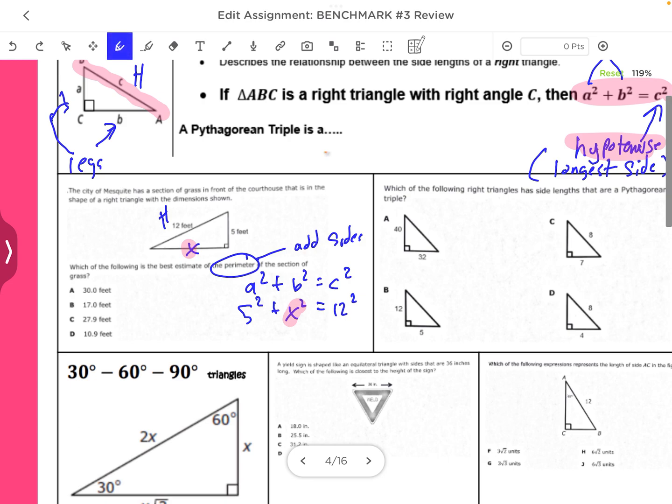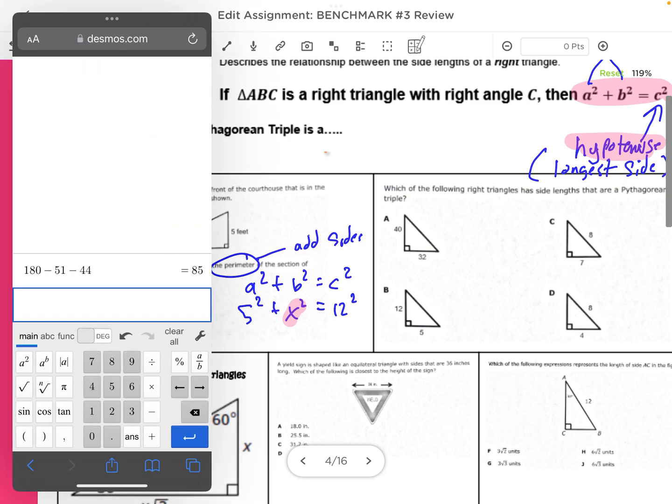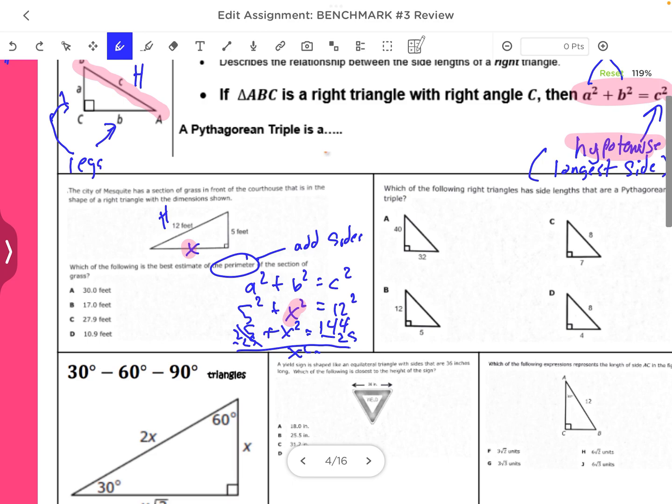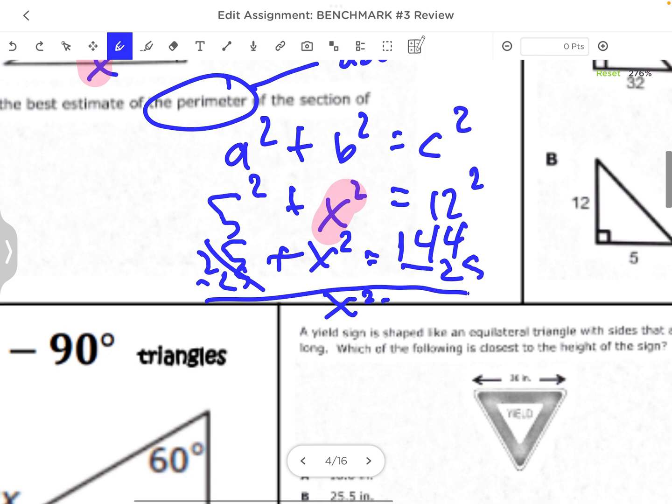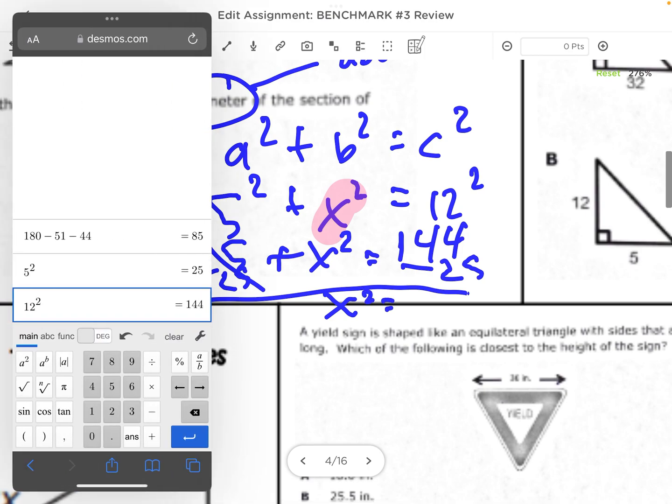All right, so now let's do the math. We can put that in our calculator, 5 squared. We remember that's 25. So 25 plus x squared equals 12 squared. Let's put that in, 12 squared gives us 144. Now let's just solve like normal. We're going to subtract 25. So x squared equals 144 minus 25, which equals 119.